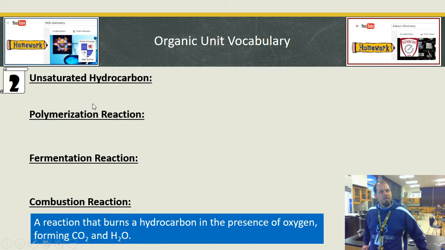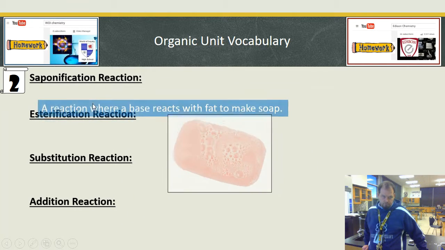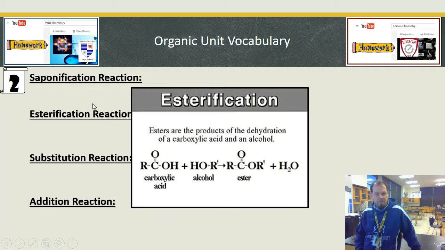Right. And are we done? We got some more. Oh, we got some more reactions. Saponification makes soap. Number 1 rule about Fight Club is we don't talk about Fight Club. Reaction where the base reacts with fat to make soap. So saponification makes soap. I don't know how you get that from saponification to soap, but you can. They both start with S.